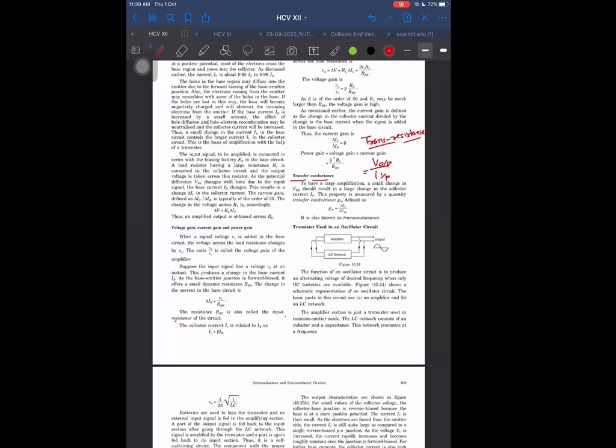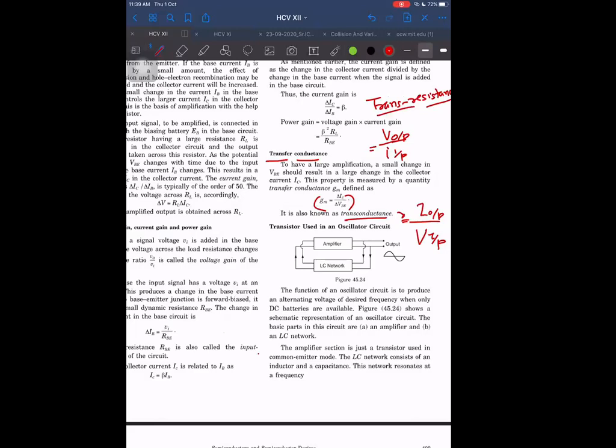What will be transconductance? Transconductance, as the name suggests again, is current upon voltage, but current from the output side and voltage from the input side. Then it becomes conductance. So what is the transconductance coming out to be? Here it is delta IC upon delta VBE. You understand? Delta IC upon delta VBE. That is the transconductance, because IC was on the output side and VBE was on the input side. Okay.